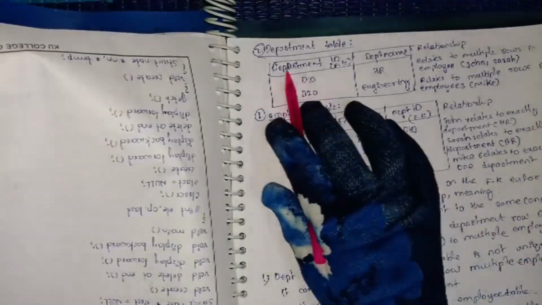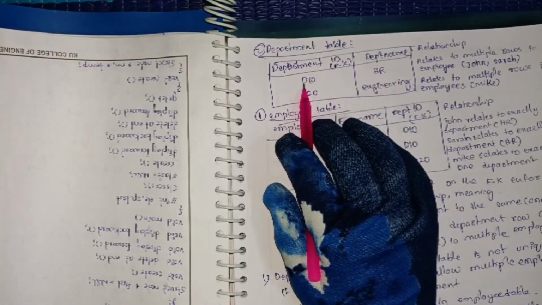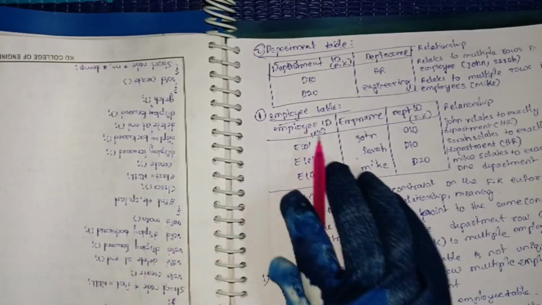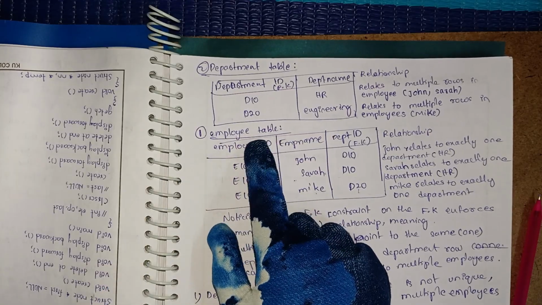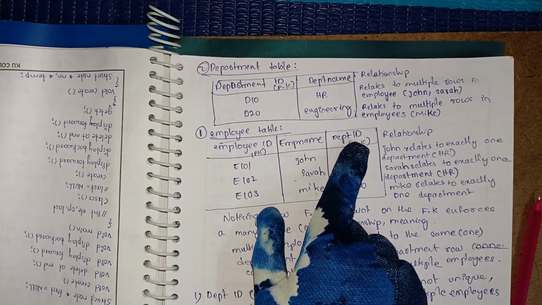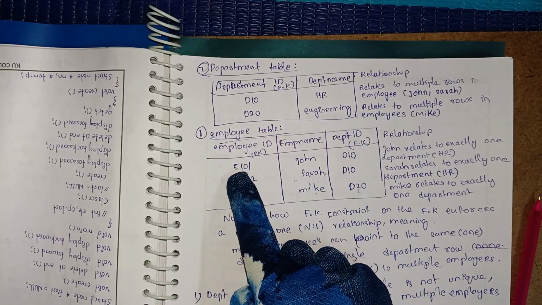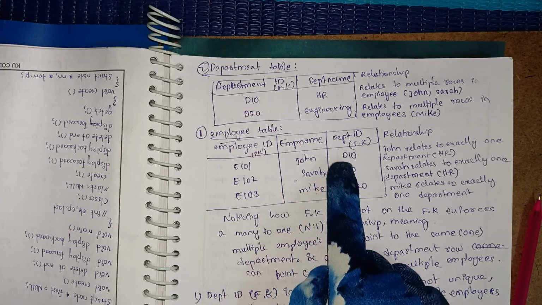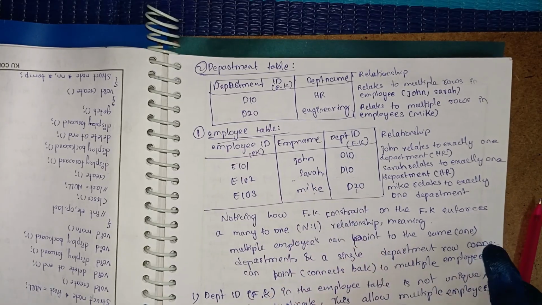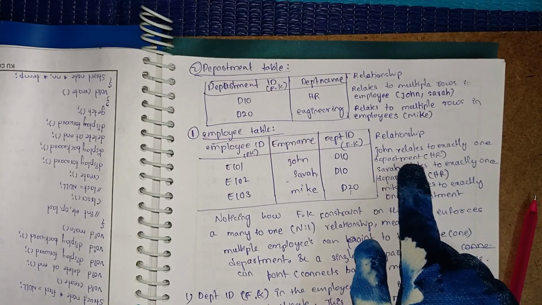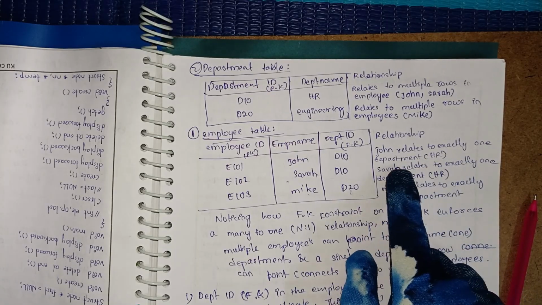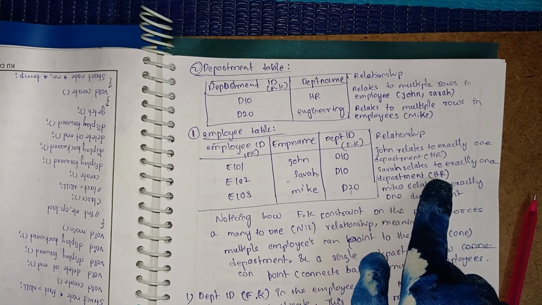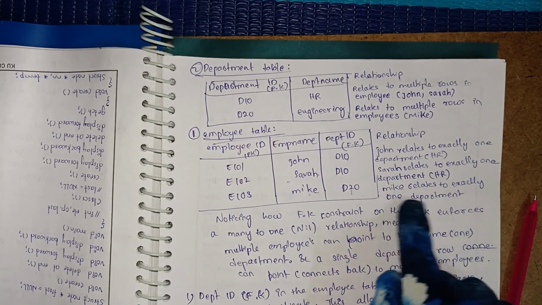Here department table is department ID and department name, D10, D20, HR, engineering. And the employee table contains employee ID, employee name, and department ID. E101, E102, E103, John, Sarah, and Mike. D10, D10, D20. And relationship: John relates to exactly one department, HR, and Sarah relates to exactly one department, HR, and Mike relates to exactly one department.